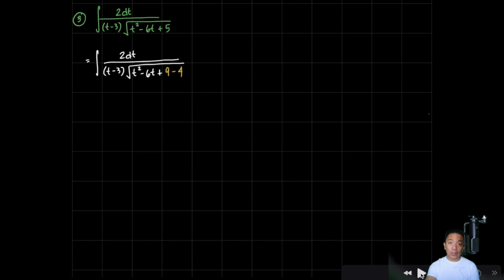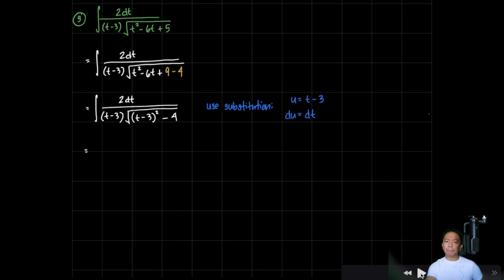So, si t squared minus 6t plus 5, that is equivalent to t squared minus 6t plus 9 para makomplete yung square, then minus 4 para ma-retain natin yung value niya. So we'll rewrite this as 2 over t minus 3 times the square root of the quantity t minus 3 squared minus 4. Then yung integral nun. So we could still take this u substitution step na u is equal to t minus 3, du equals dt para masulat natin siya in that form.